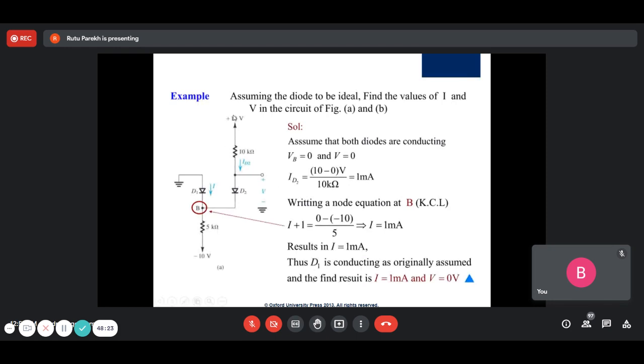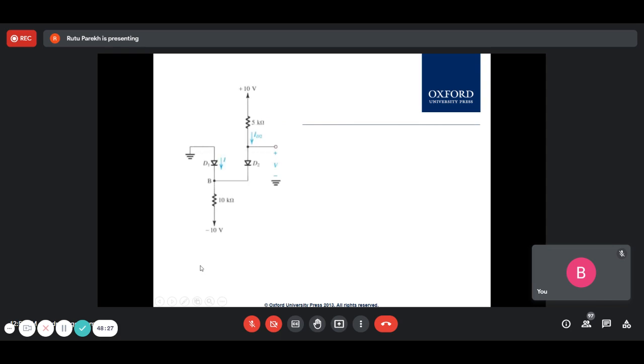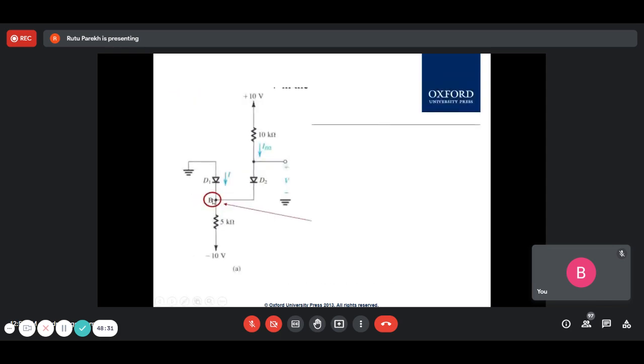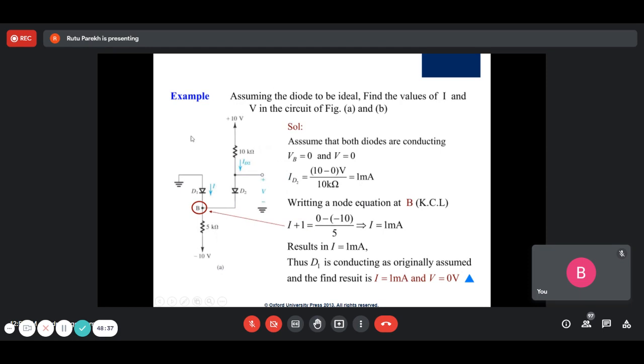See, in one it is 10 volt here and minus 10 volt here. And this 5 here and 10 here. In another example, it is 5 here and 10 here. And here it was 2. So both the diodes are conducting. That is what we supposed.